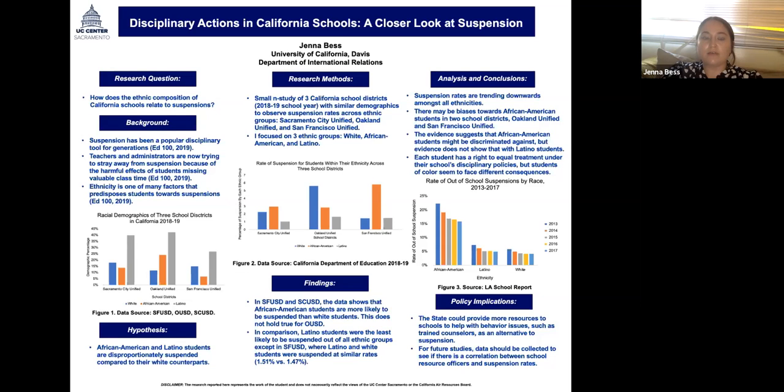Some of the research that I found on that was, like I mentioned at the beginning of my presentation, a lot of educators and administrators are trying to work towards better alternatives than suspension because of the negative impacts that it has on students when they miss that valuable classroom time. So I think it's just an active effort by educators and administrators to not have suspension be their first tool in dealing with students that have behavioral issues.